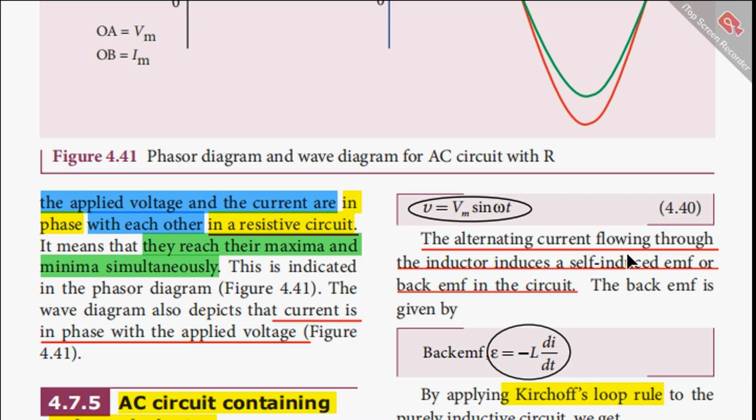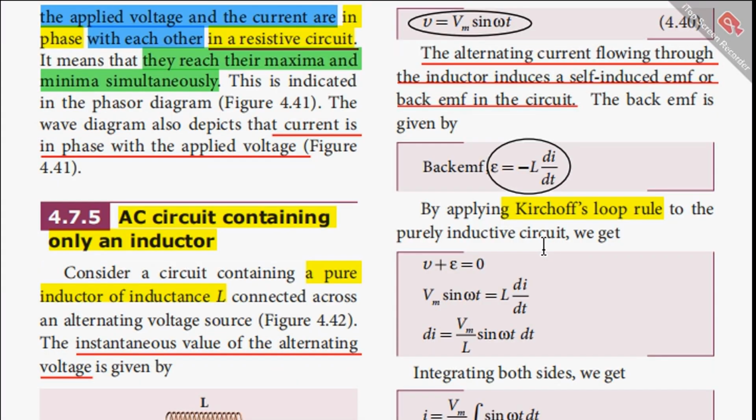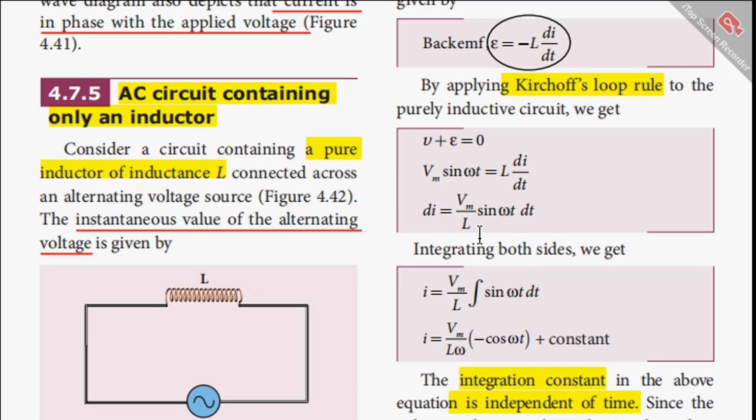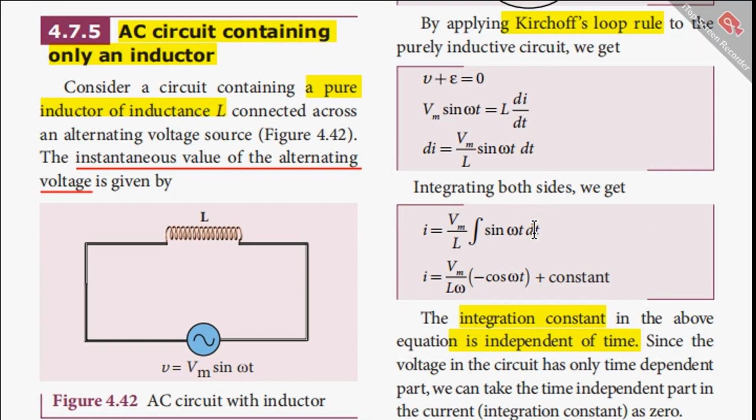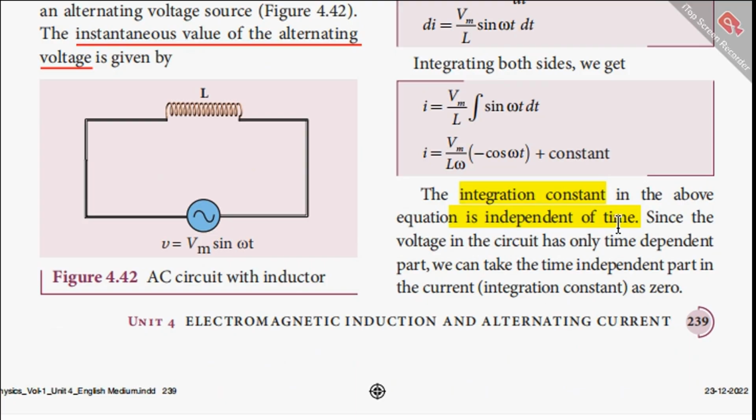The alternating current flowing through the inductor induces a self-induced EMF or back EMF in the circuit, and the back EMF is given by the expression E equal to minus L di by dt. By applying Kirchhoff's loop rule to a purely inductive circuit, we get di equal to Vm by L sin omega t dt. Integrating on both sides, we get I equal to Vm by L omega into minus cos omega t plus constant, and here this is called the integration constant, which is independent of time. Since the voltage in the circuit has only the time dependent part, we can take the time independent part in the current as 0. That's the integration constant.